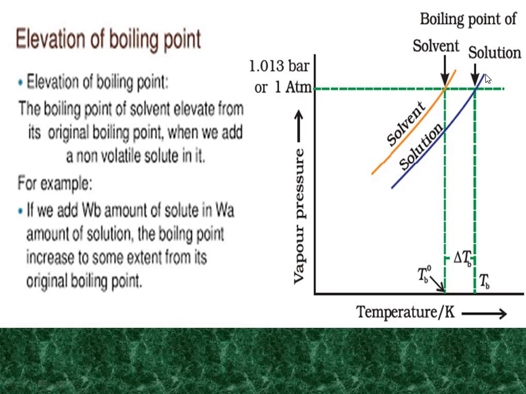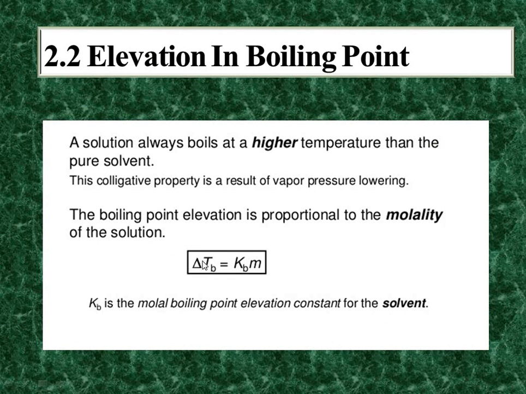When we add solute, then it boils at a temperature somewhat higher, T_B. This is the temperature of the solution, and this shows the increase or elevation of the boiling point. The change in this boiling point is known as the elevation of boiling point. So delta T_B is equal to Kb into m, where Kb is your ebullioscopic constant and m is your molality.